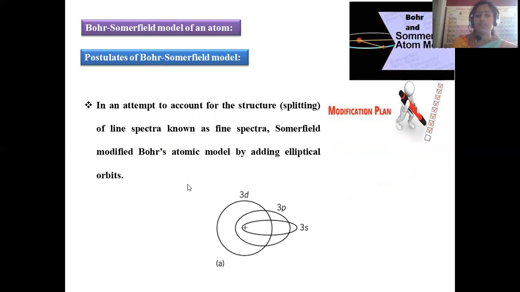Sommerfeld modified Bohr's atomic model by adding elliptical orbitals. This is a new concept introduced into Bohr's model, where all the spherical orbitals are now modified into elliptical orbitals, but the s orbital remains the same, just like in Bohr's model. For p and all the remaining orbitals, he gave a kind of distortion or change in the geometry or dimensions of the orbits. This is purely related to the orbit. Orbit is nothing but the path in which the electron is traveling. So only the modified elliptical orbital concept was introduced by the Bohr-Sommerfeld model of an atom.